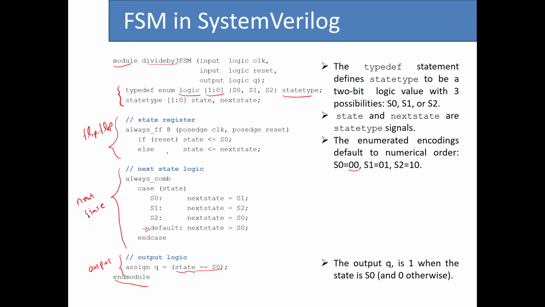For the register part, you will be using always_ff. For the next state logic unit, you can use always_comb. And for the output logic unit, you can either use always_comb or just simply use the assign statement. It depends on the simplicity or complexity of your finite state machine.